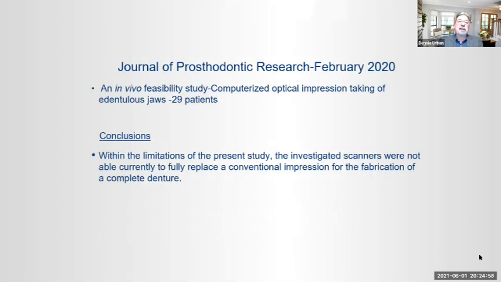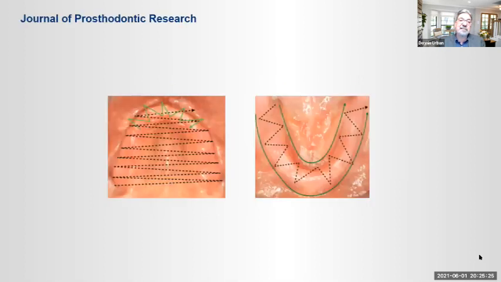Then there was another study done by the Journal of Prosthodontic Research in February 2020. This was an in vivo feasibility study of computerized optical impression taking of edentulous jaws for 29 patients. But they had a problem. Their conclusion said, within the limitations of the present study, the investigative scanners were not currently able to fully replace a conventional impression for the fabrication of a complete denture. But look at the direction they utilized: they went across, back and forth, back and forth. So I think with Dr. LaRusso's presentation and his technique, you could probably get a more accurate impression, because it's been working well for him.